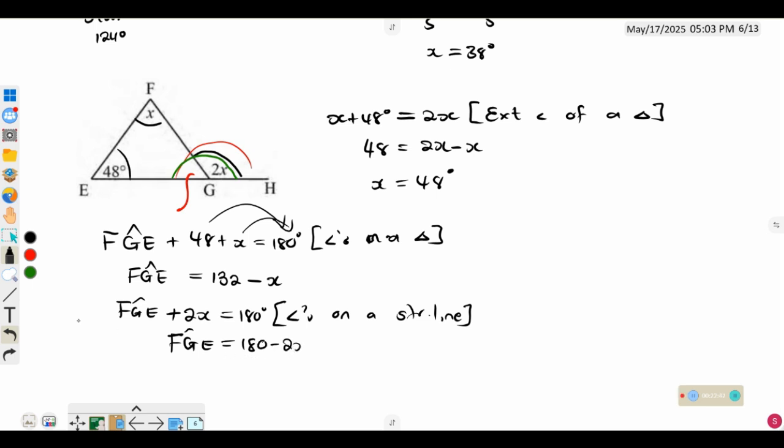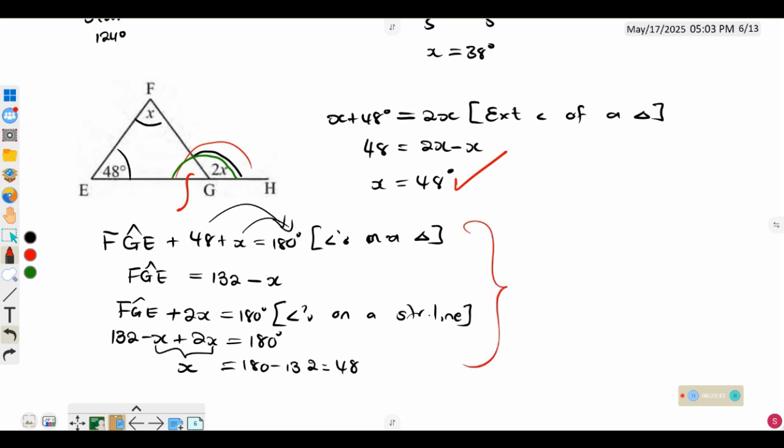Sorry, no, we are not looking for that. We do have FGE. FGE we calculated, we got 132 minus x plus 2x, which is equal to 180 degrees. These are like terms. Negative x plus 2x is just x. So that's 180 minus 132. So what is 180 minus 132? Which is none other than 48. So it's up to you whether you shoot straight. If you are unable to identify that, then you can take the long route.